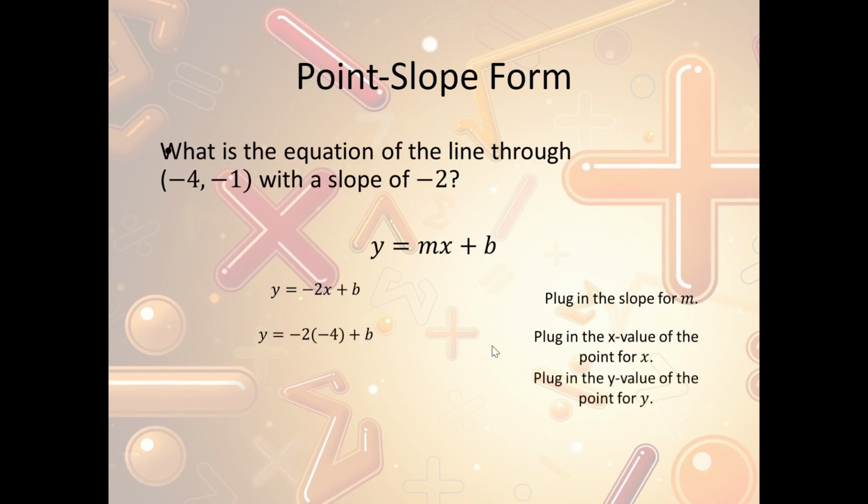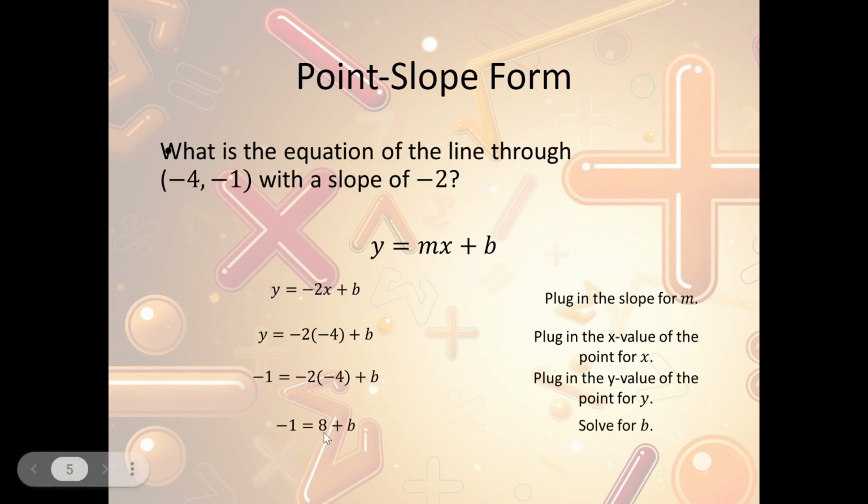Then we plug in our y value. Our y value is negative 1, and that goes in for y. So this is negative 1 equals negative 2 times negative 4 plus b. Now we just solve for b. Well, negative 2 times negative 4 is positive 8. So that's negative 1 is equal to 8 plus b.